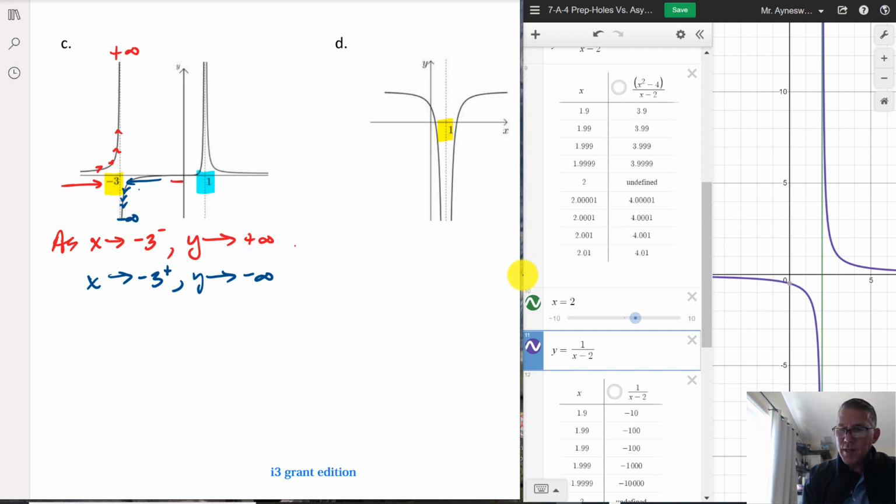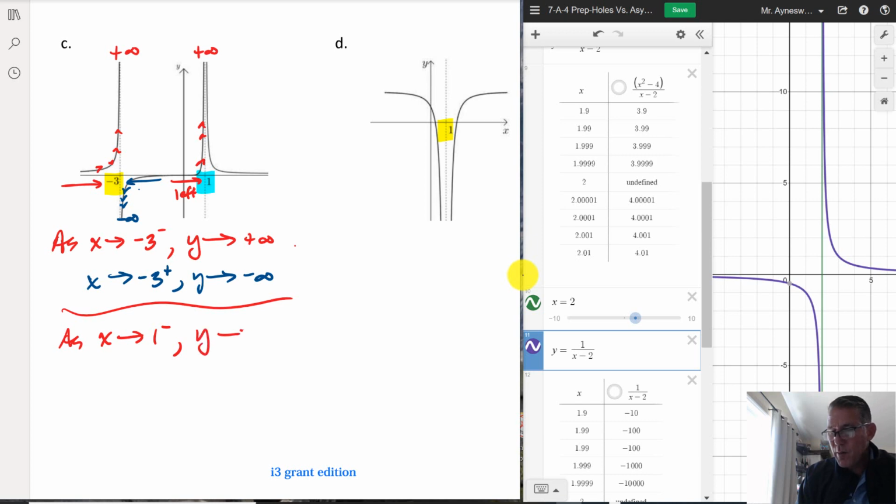Now let's go to the left of, excuse me, +1. So the second part: as x approaches 1 from the left, coming in from the left side, the other side being the right side, the function values go up, up, and away to +infinity again. So y approaches +infinity. But if you come in from the right side, the function values do the same thing.